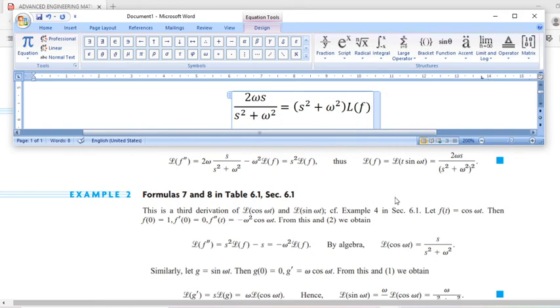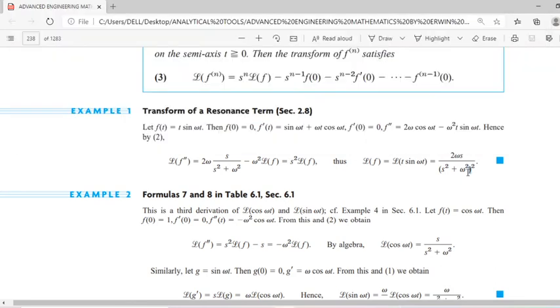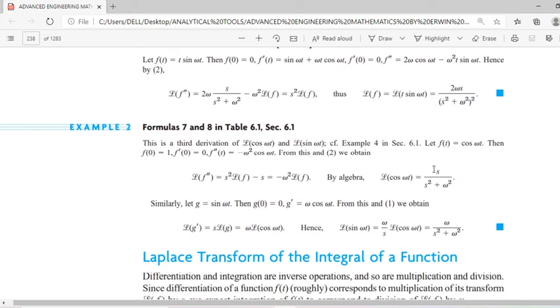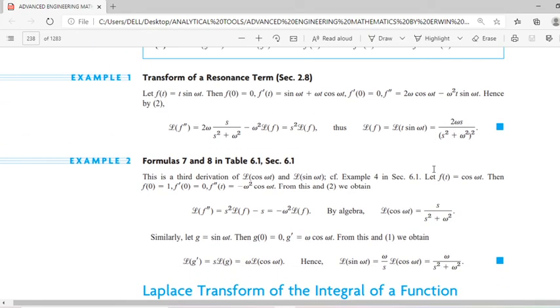From this you will get L of f is equal to 2 omega s by s square plus omega square, whole square. Okay. So that is the step. Okay. So one more problem is there.